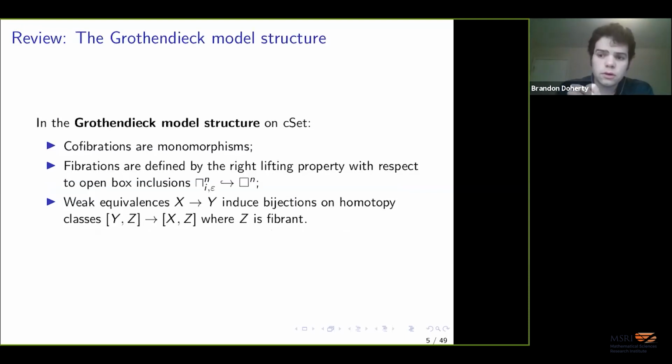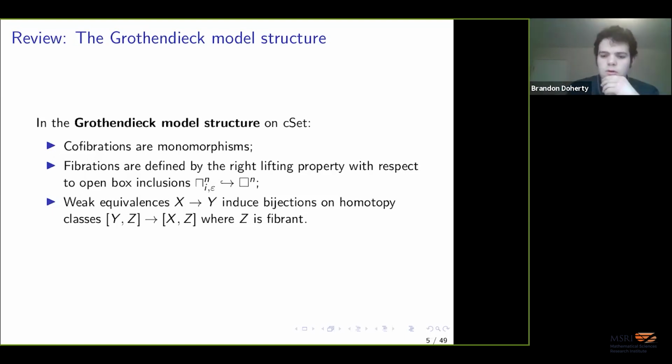So I'll start with just a little bit of review of the Grothendieck model structure so that we can see how it's analogous to the Quillen model structure and get a feel for the kinds of concepts that will come up at different points later on in the talk. So in the Grothendieck model structure, as we recall, the cofibrations are the monomorphisms. The fibrations are defined by having the right lifting property with respect to open box inclusions, much as in the Quillen model structure, they're defined by lifting against horn inclusions. And the weak equivalences we can characterize as being the maps that induce bijections by precomposition on homotopy classes of maps into fibrant cubical sets.